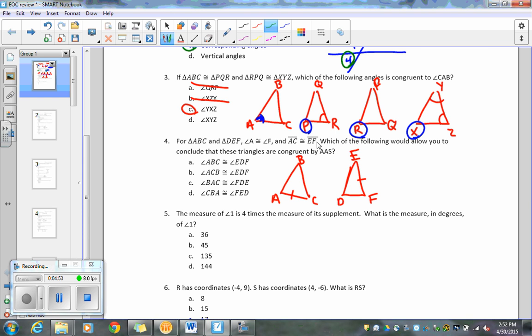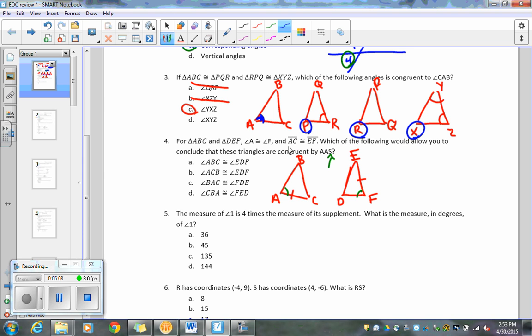It says angle A, skip that. Angle A is congruent to angle F. All right, which of the following will let you conclude that these triangles are congruent by angle, angle, side? Remember angle, angle, side. This congruent side is not in between the two angles.